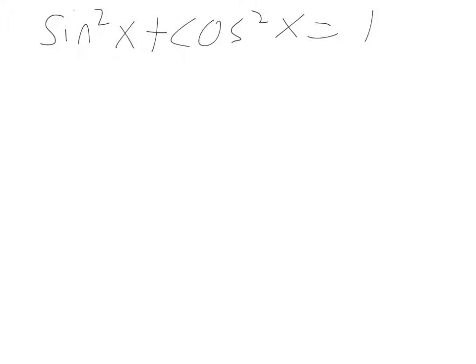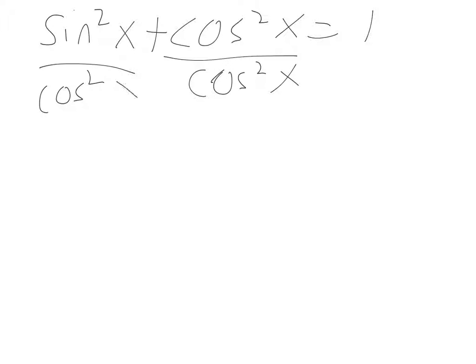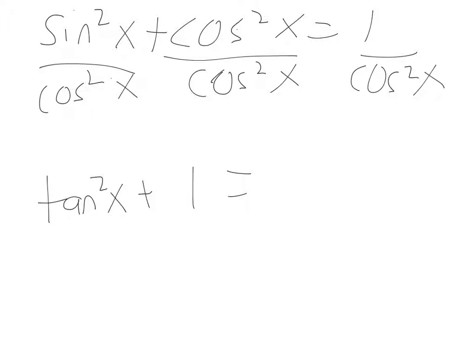Now, if we take that identity, sine squared plus cosine squared, and divide everything by cosine squared, sine squared over cosine squared gives you tangent squared. Cosine squared divided by cosine squared gives you 1, and 1 over cosine squared gives you secant squared. You need to remember this as well.